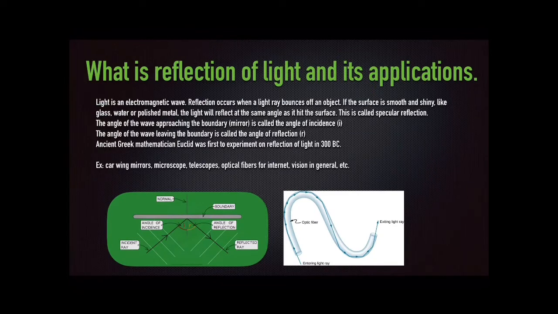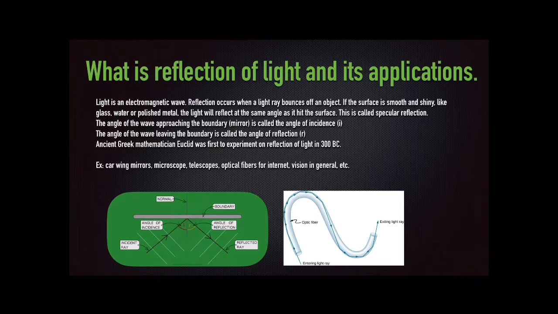What is reflection of light and what are its applications? Light is an electromagnetic wave. Reflection occurs when a light ray bounces off an object. If the surface is smooth and shiny, like glass, water, or polished metal, the light will reflect at the same angle as it hits the surface. This is called specular reflection.